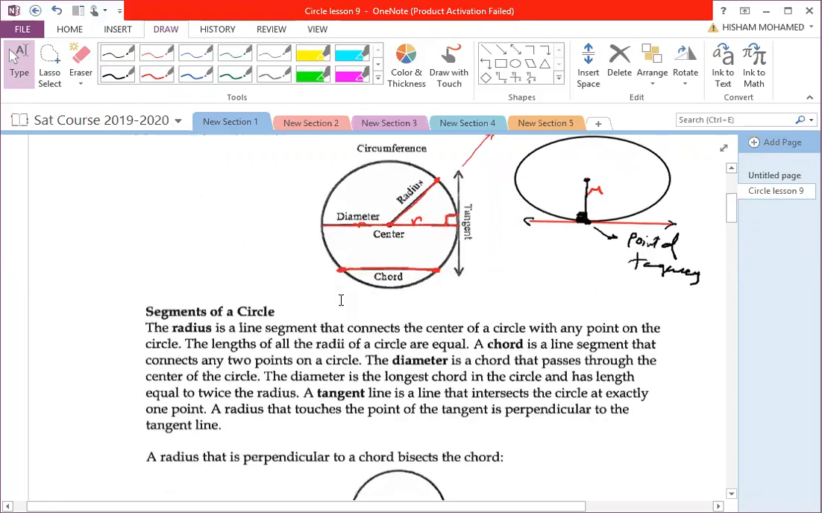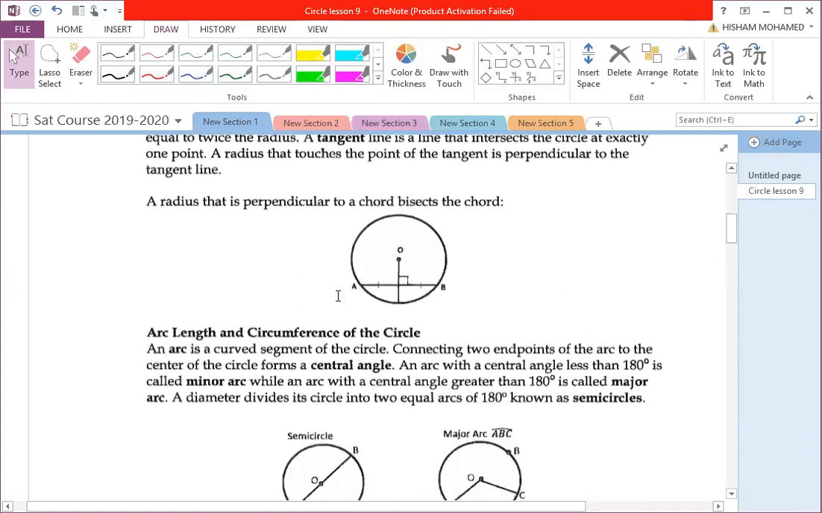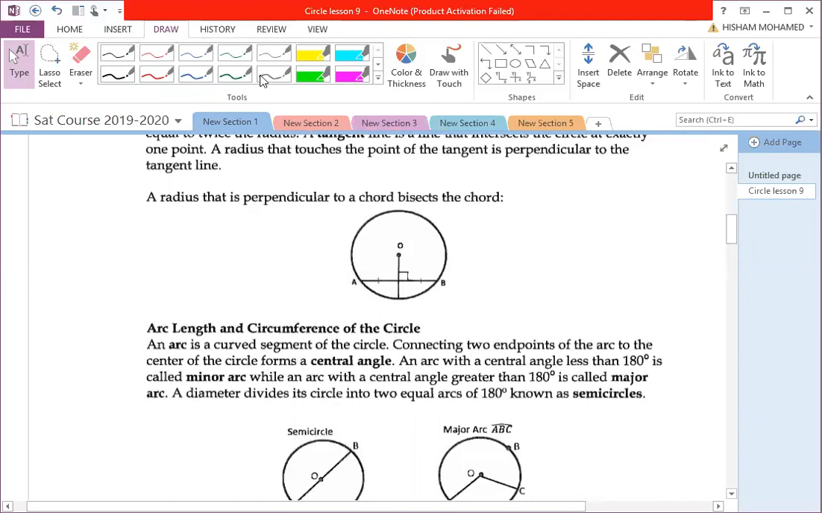Notice that all the radii of the circle are congruent. Let's go to the second part. A radius that is perpendicular to a chord bisects the chord.